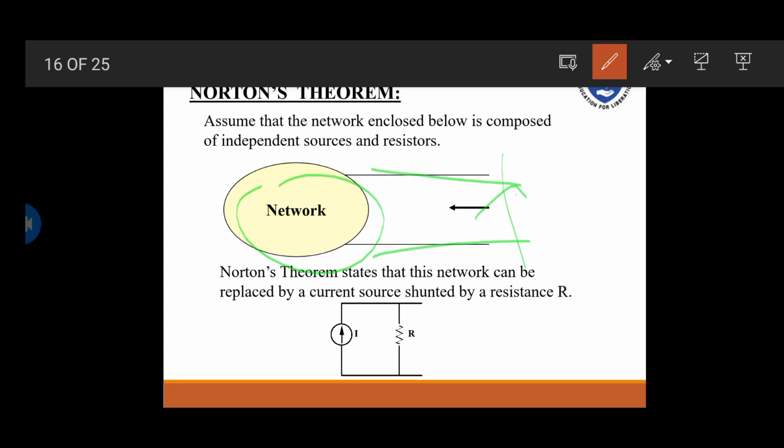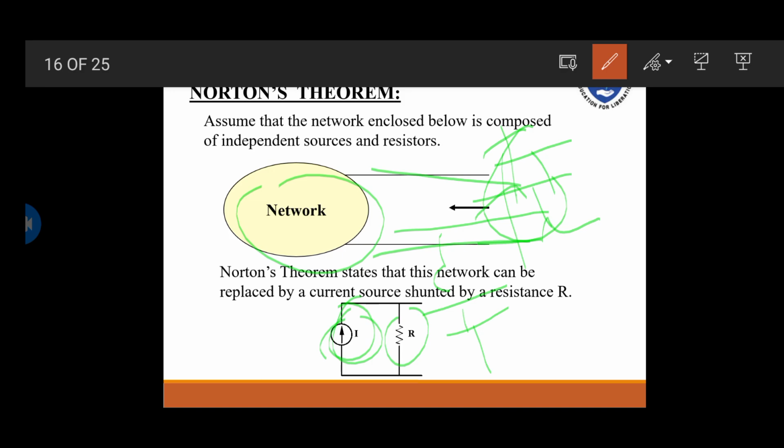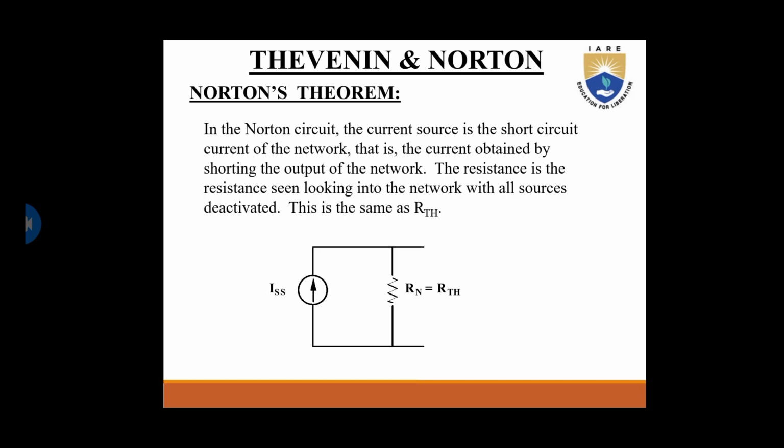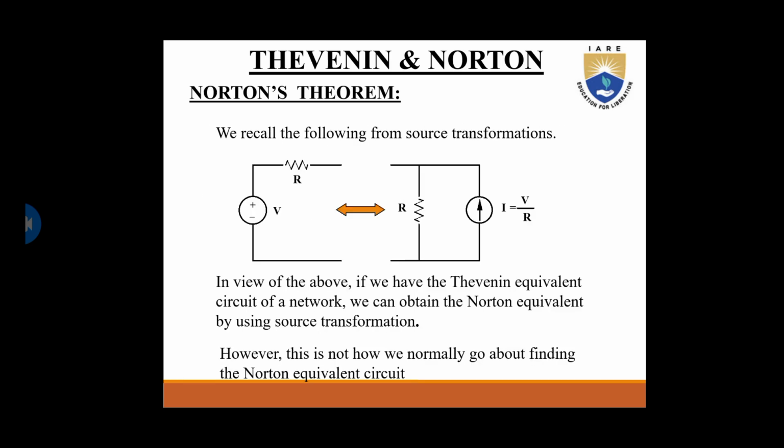Norton's theorem states that a network can be replaced by a current source shunted by a resistor, like Thevenin's theorem. Before, we replaced the network with a voltage source; now do it with a current source. In Thevenin's theorem, the voltage source and resistor are in series. Here they will be in parallel. Make sure that the current source and resistor are in parallel.